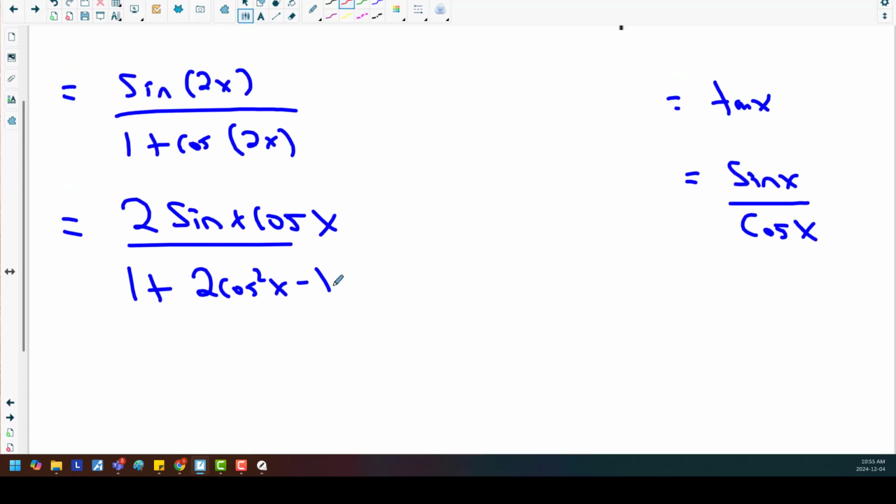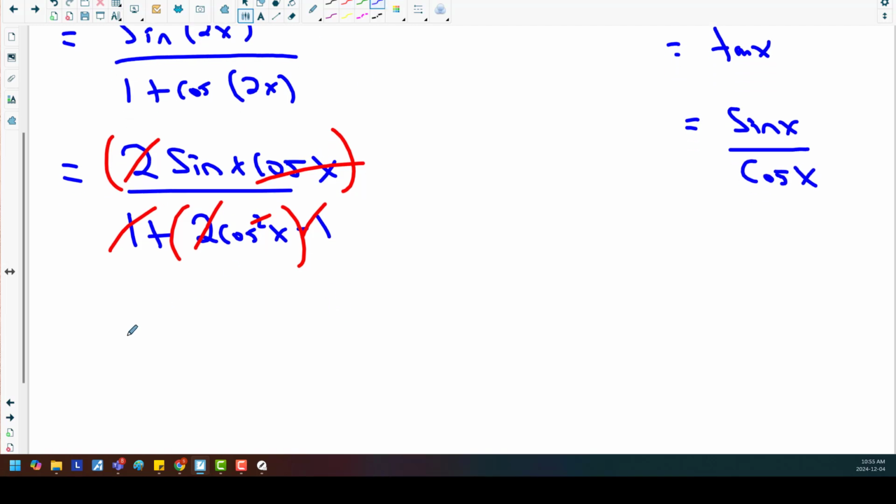Now, the reason why I chose the minus 1 is because 1 and 1 will just cancel out. And then, because that's gone, we're just left with this and this. And now you can cancel out the 2's. There's a cos x here, and there's a cos squared x. So one of the cos x's cancels out, and that's just equal to sine x over cos x. That's it. Left-hand side is equal to right-hand side. Pretty straightforward.